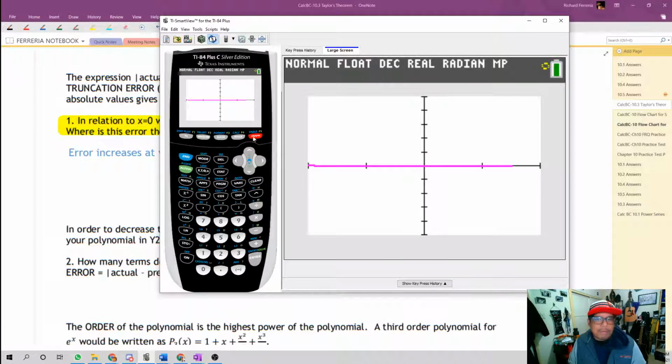Since we're graphing on the same window, we can see here that the error has decreased dramatically. Previously, with only 2 terms, we saw that the error was approaching 0.1. But now with 3 terms, the graph of the error is virtually on the x-axis the whole time. So the error is really close to 0 for most of the interval.